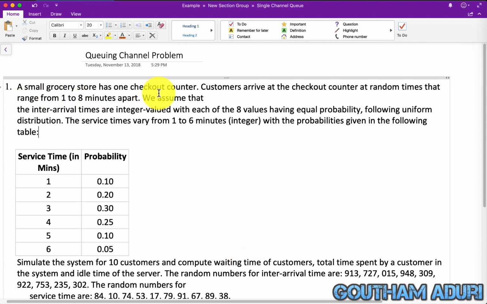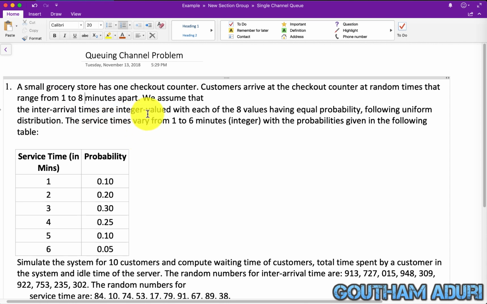A small grocery store has one checkout counter. Customers arrive at the checkout counter at random times that range from 1 to 8 minutes apart. We assume that the service time is given. He is saying the customers arrive at the checkout counter at random times that range from 1 to 8 minutes apart.